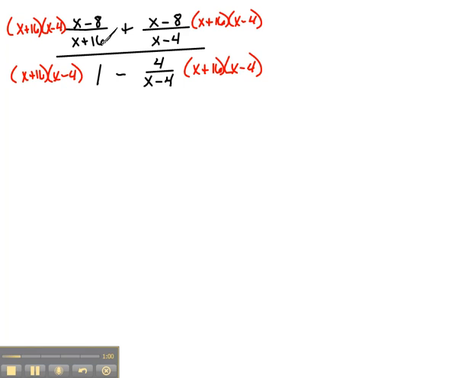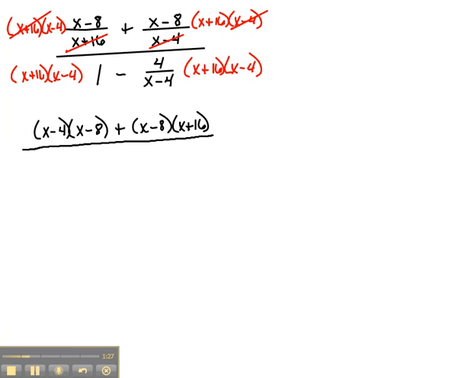So here with our first term on the top, the x plus 16s will cancel, and we're left with x minus 4 times x minus 8. Then we have plus. Now for our second term here, the x minus 4's cancel, and we have x minus 8 times x plus 16. Now that's all we have left in the numerator there.